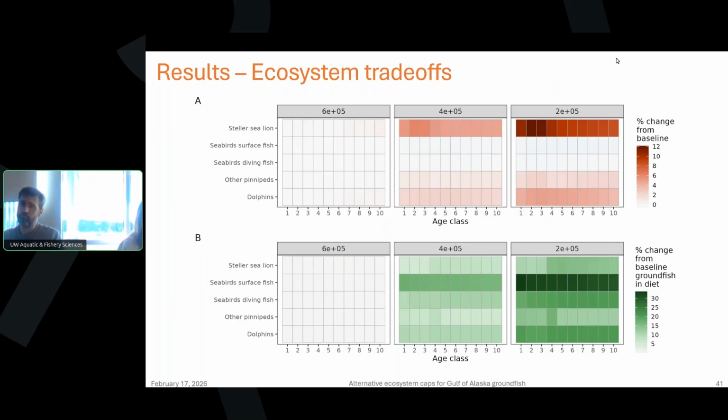What's the deal with size class, age class 4 for other filaments? That's the shift from juvenile to adult, and so that's when they shift, they have ontogenetic diets.